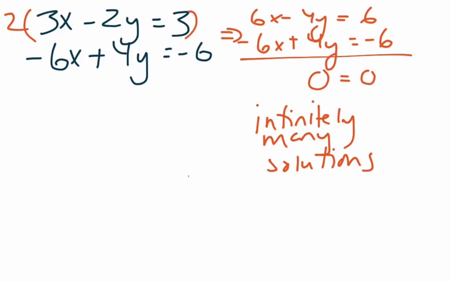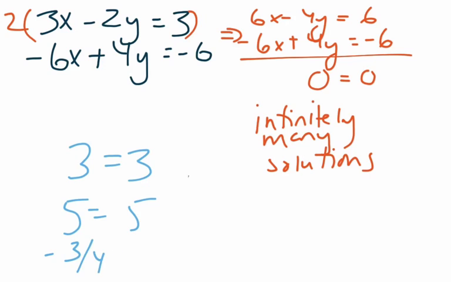And you can get other true statements. I think the 0 equals 0 is more indicative that you've used the elimination strategy, but you could get anything. You could get like a 3 equals 3, or 5 equals 5, or negative 3/4 equals negative 3/4, anything that would be considered true.